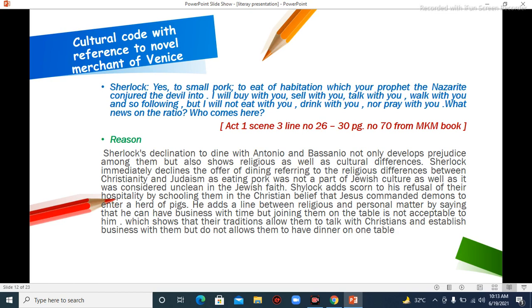This symbolizes the culture that the Jews, or Shylock, can't eat pork, which is part of the Jewish religion. However, Christians can have it. It is not allowed in his religion to eat, drink or pray with a Christian, but it is allowed to buy, sell, talk and walk with a Christian.